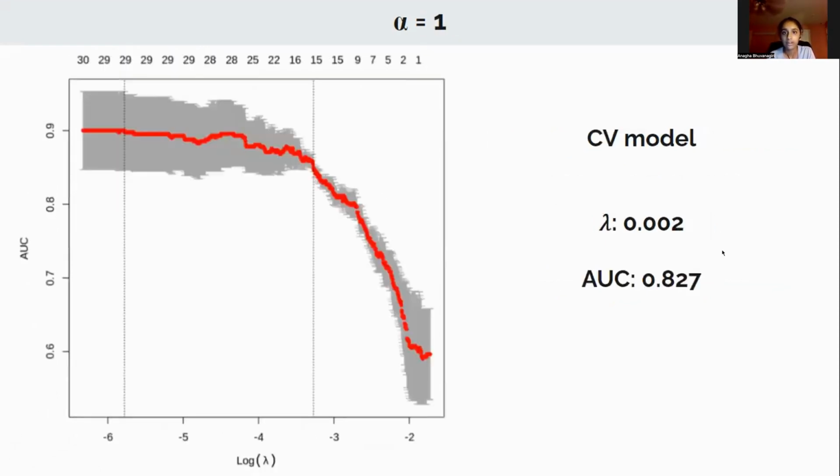So on to alpha value 1. This is the cross-validation model we got for alpha value 1. The best lambda value we got is 0.002, and the AUC is 0.827.